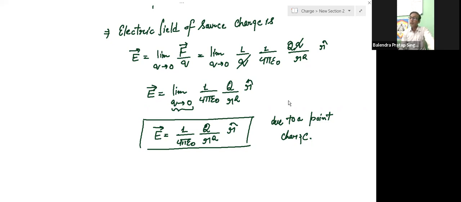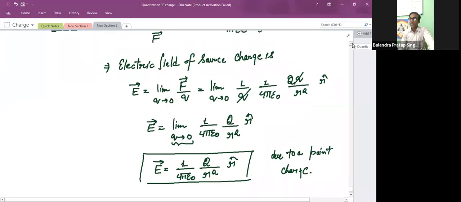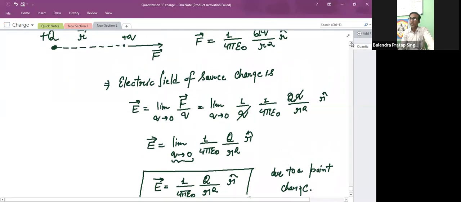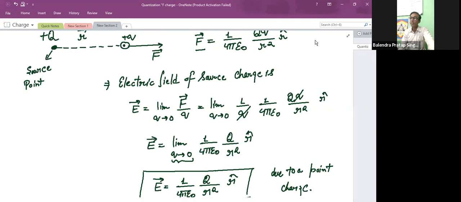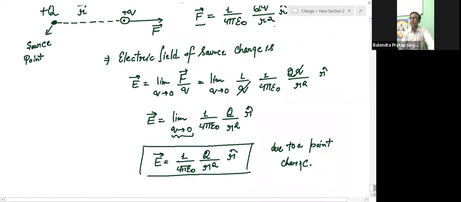So till now we have discussed what the electric field is for a point charge. If I consider a very small body, a zero dimensional body, what is the electric field? Here this is the Q, which is the source, or we consider it as a point charge, and this is a small positive charge q, which is the test charge, and the force for this system is 1/4 pi epsilon naught, capital Q into small q divided by r square.